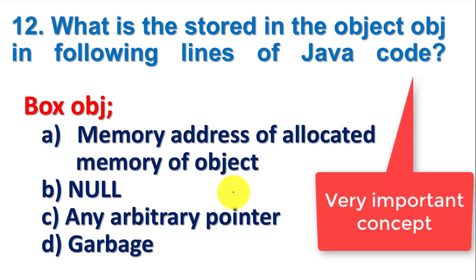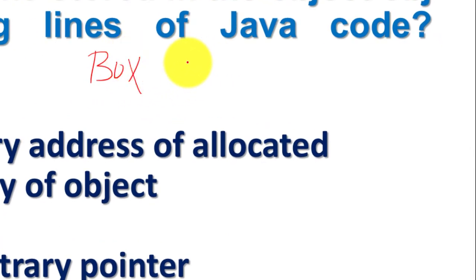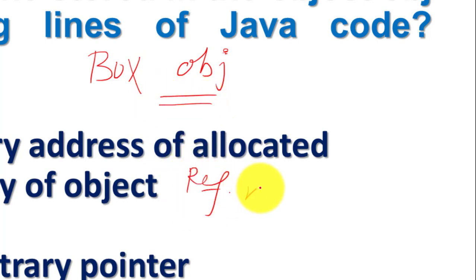12th, what is stored in object obj in the following lines of Java code? So let's say I have a class called box, and I write box obj. What does this line do? Very first thing, it doesn't create any object. Many students, many Java learners confuse this line. Obj here is not an object. It is called a reference variable.